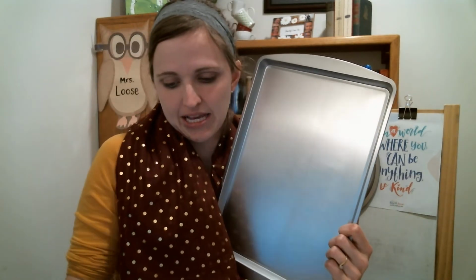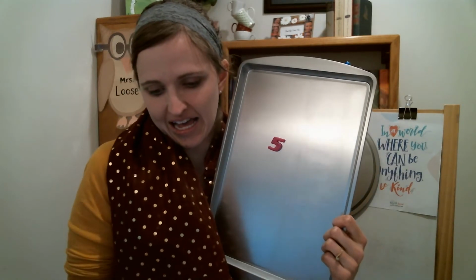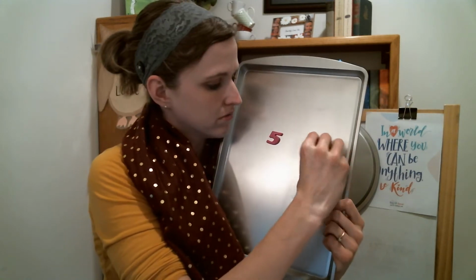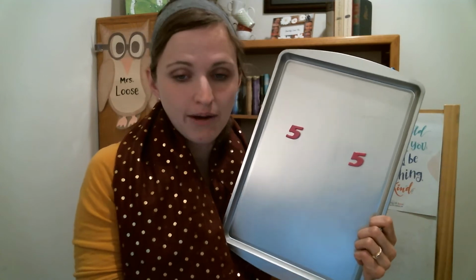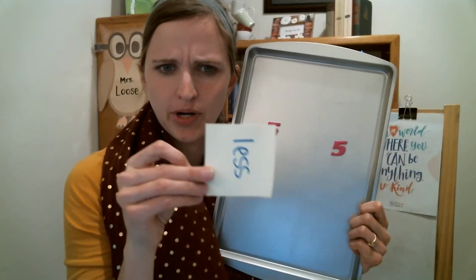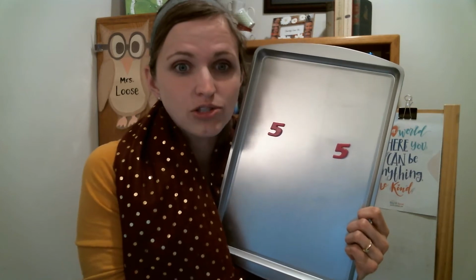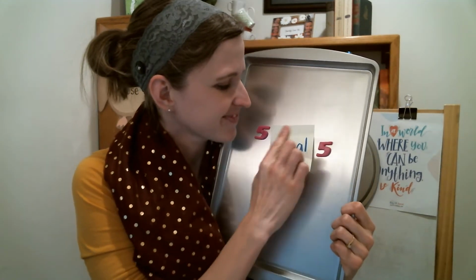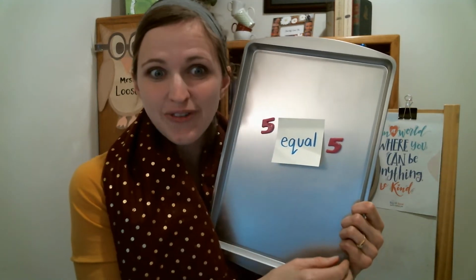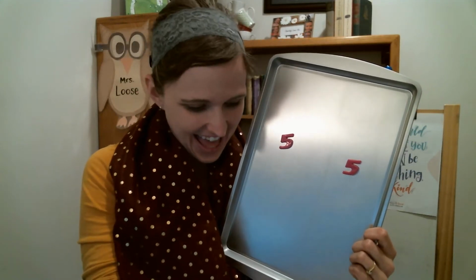Okay, let's draw again. I'll put these in, mix them up. I got the number 5. Let's mix these up and draw another one. Ooh, I got the number 5. Okay, which number is greater? Okay. Which number is less? Oops. Neither one? Oh, so are the numbers equal? Yes, equal means they are the same. 5 is equal to 5. Very good. Awesome. You are getting the hang of it.